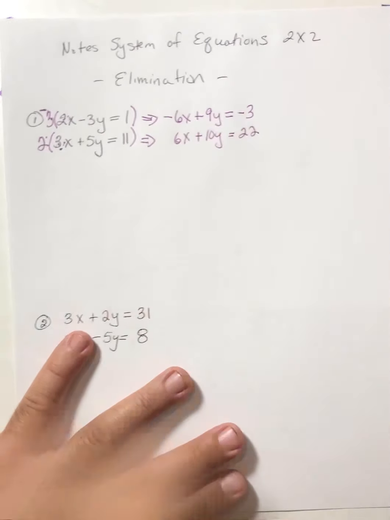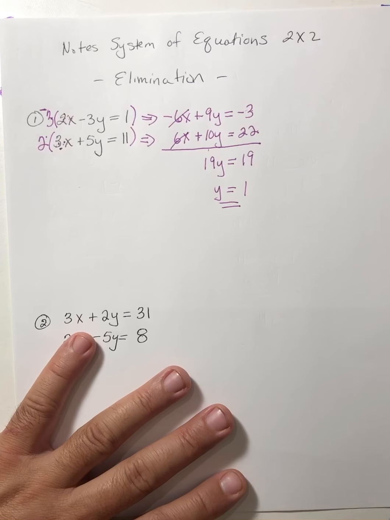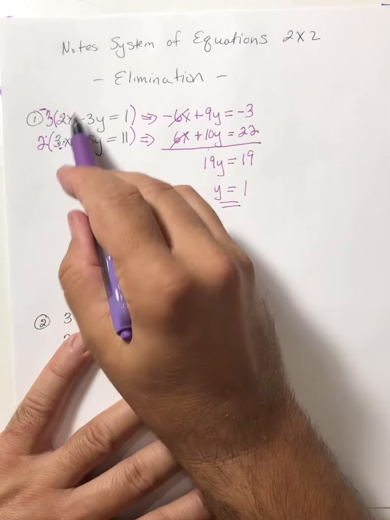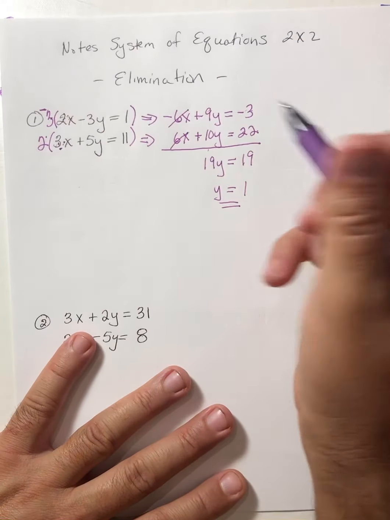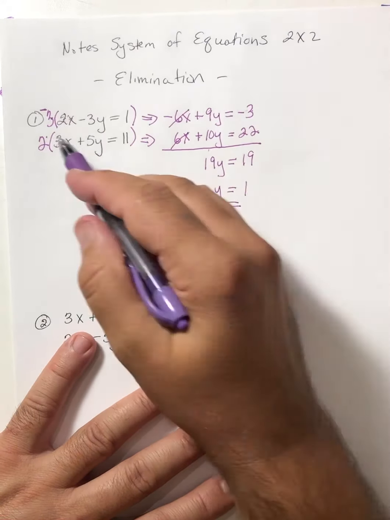Now, just like before, we have to find the x. So pick an equation. It does not matter which one you want to use. We got to find x. So I'll use the top. So 2x minus 3 equals 1. Our y value was a 1. I'll pop it in there. So 2x minus 3 equals 1. I'll add 3 to both sides. And then I divide. We're done.